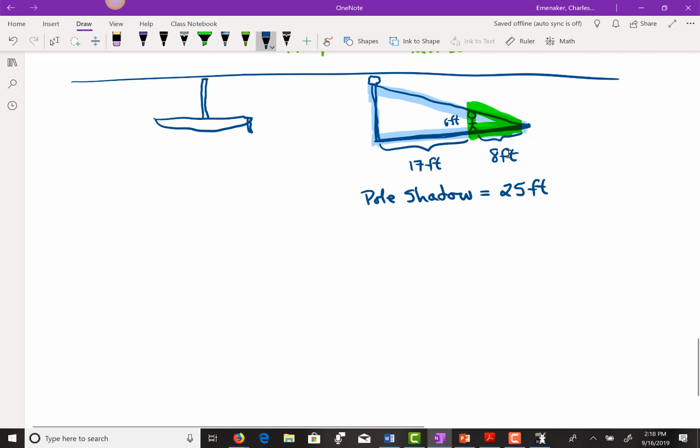So what that really means is the length of the pole, and we don't know what that pole length is, over the whole length of its shadow is equal to the length of this pole, or in other words, the height of the person, over the length of their shadow. Hey, wait a minute. Can you solve that? That's pretty easy, isn't it? Ah, man, I've seen stuff like this before.